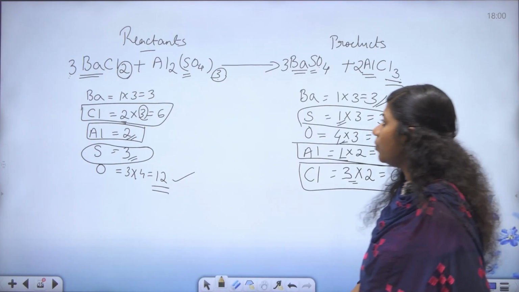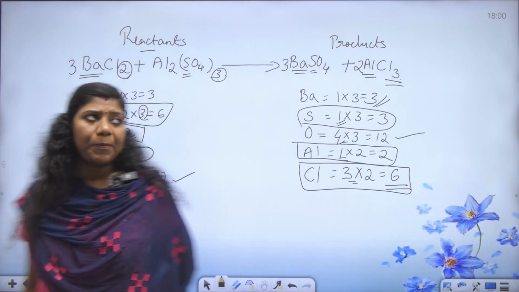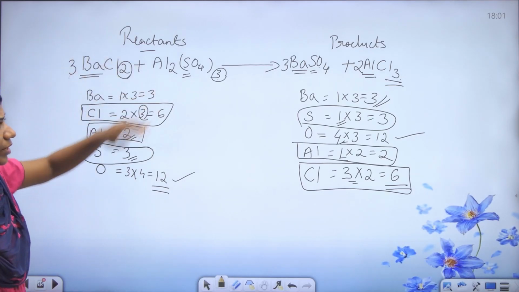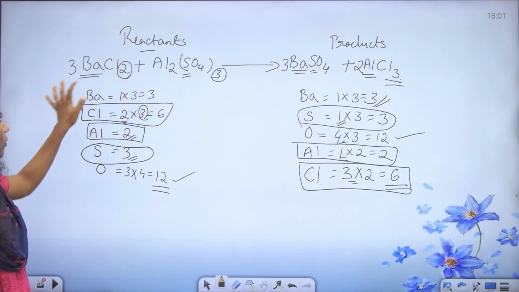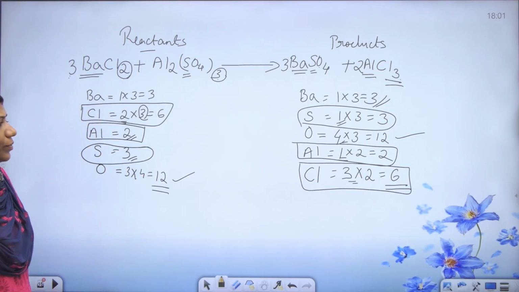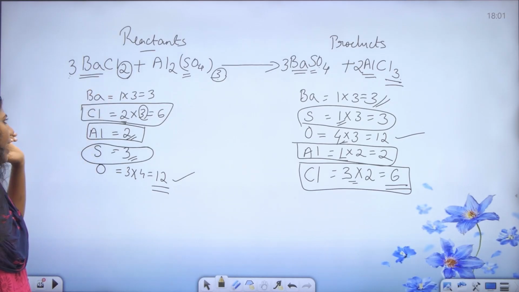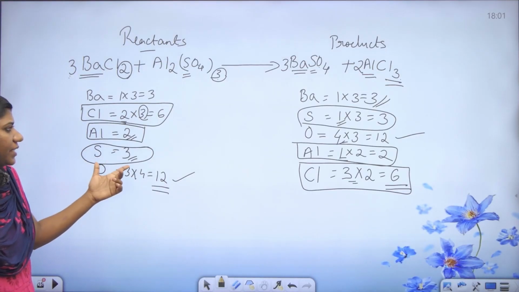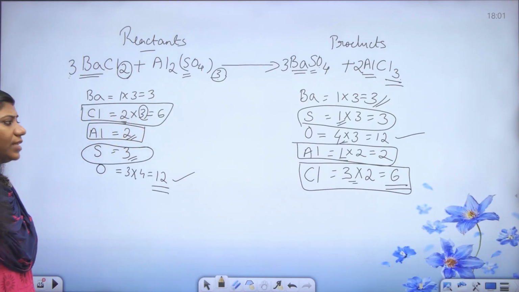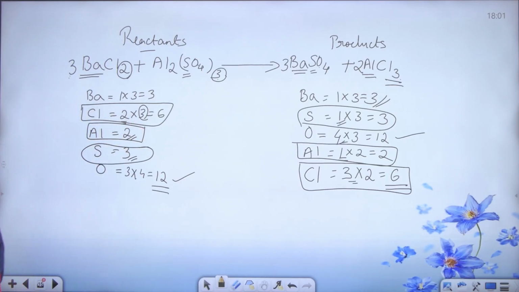3 BaCl2 plus Al2(SO4)3 gives 3 BaSO4 plus 2 AlCl3. Then recheck the number of atoms. Barium: 3 on the reactant side, 3 on the product side. Chlorine: 6 atoms on the reactant side, and on the product side also 6 chlorine atoms. Aluminium: 2 on the reactant side and 2 on the product side. Sulfur: 3 on the reactant side, 3 on the product side. Oxygen is 12, on the product side also 12.